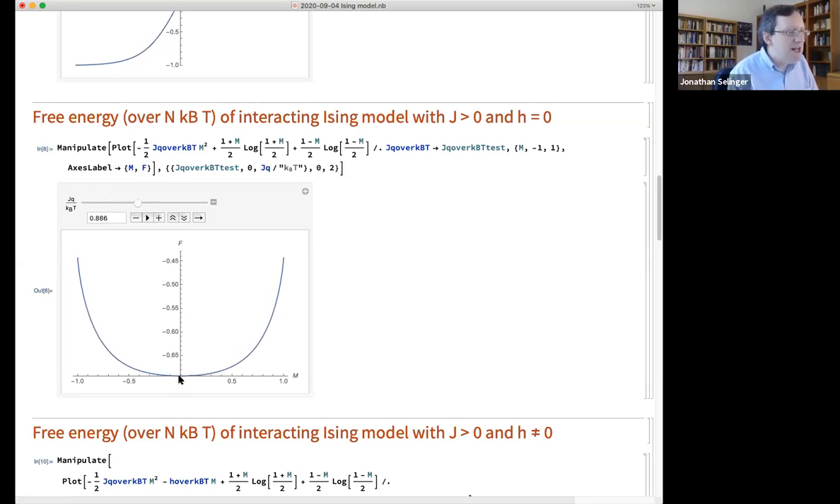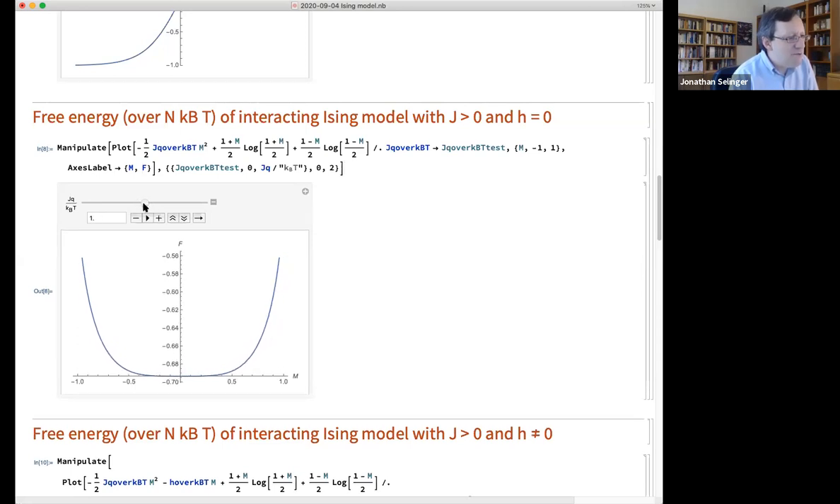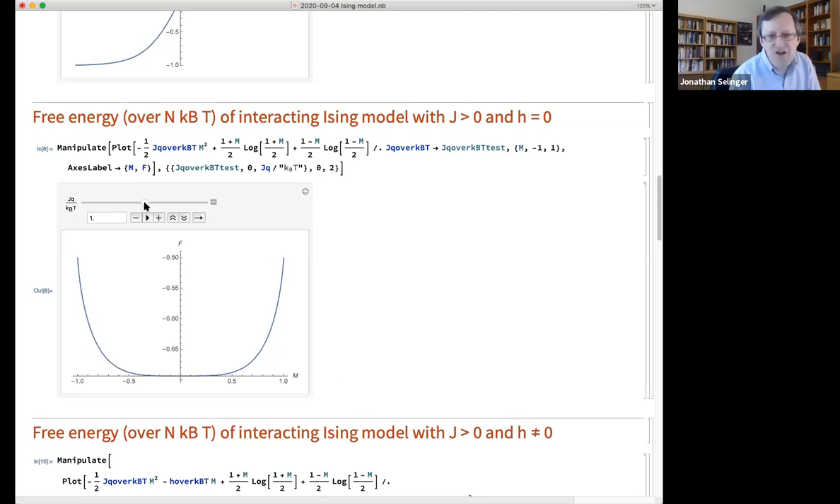So there's still a minimum right there, but it's not so steep, right? It's a really flat plot. Now, as I continue, it gets really flat. It doesn't look so much like a parabola anymore. It looks more like a quartic function instead of a quadratic function.